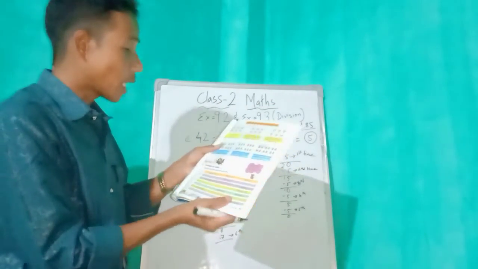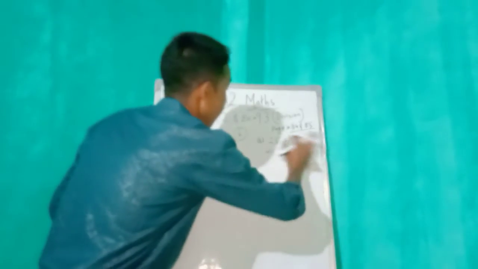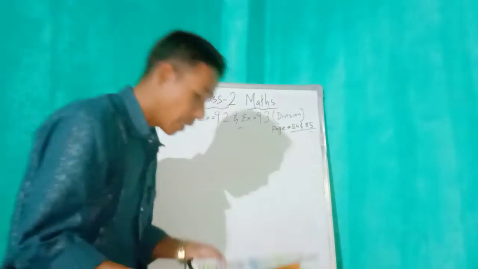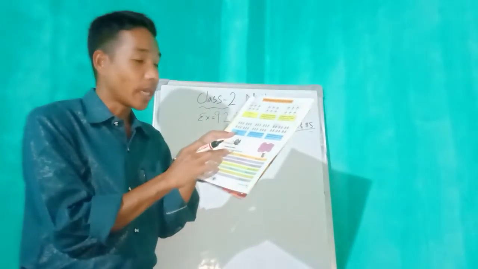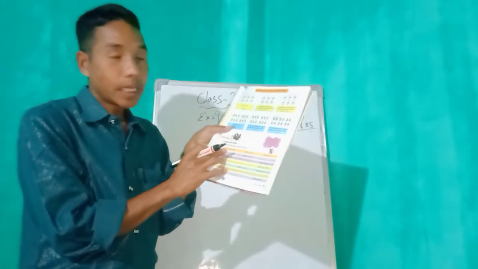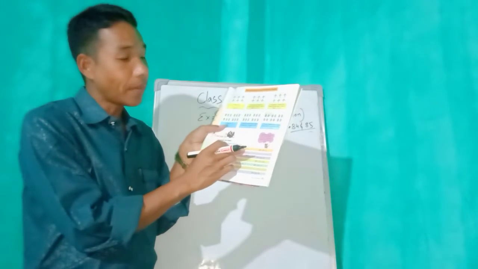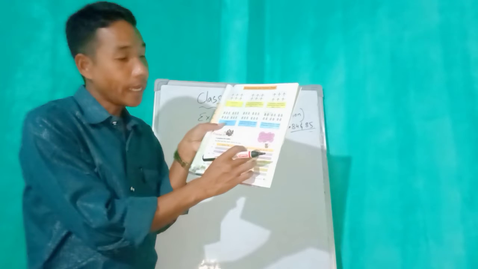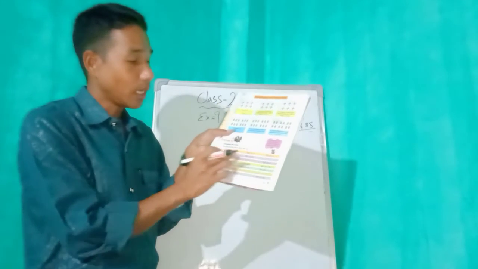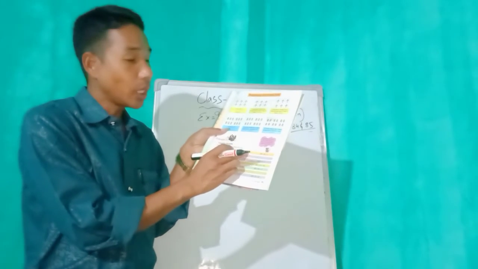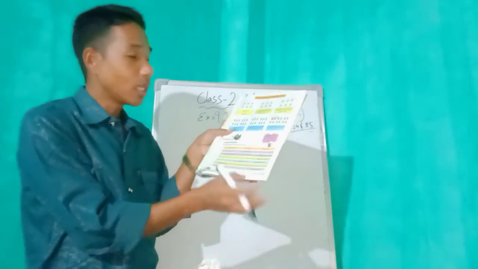Now I am going to teach exercise 9.3. Look here everyone. See here, what is given here? Complete the table. The first one has been done for you. So 3 into 6 equals how much? 6 3s are 18. Now 18 divided by 3 equals how much? 6. And 18 divided by 6 equals 3. 3 into 6 is 18. 18 divided by 3 equals 6, and 18 divided by 6 equals 3.